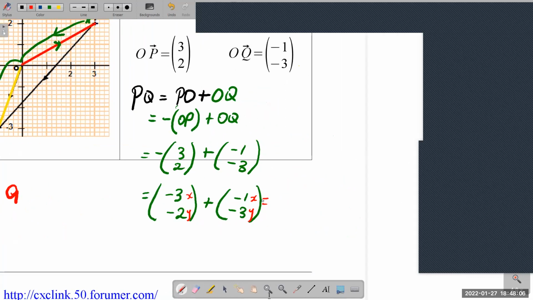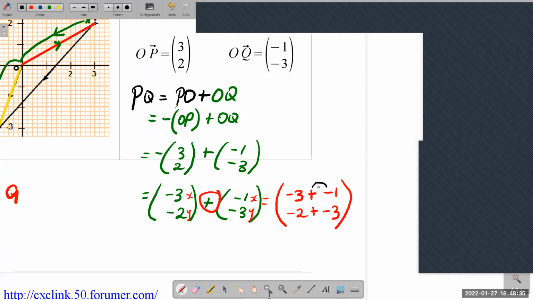So I am just going to group it in one big bracket. I'm going to start off with my negative 3, put the plus sign, because remember that's what we're doing in between here, plus my negative 1. That's going to give you one answer for your X. Now for your Y's, you're going to go negative 2 plus negative 3. And at this moment, we should know what's going to happen here. What is this called, guys?